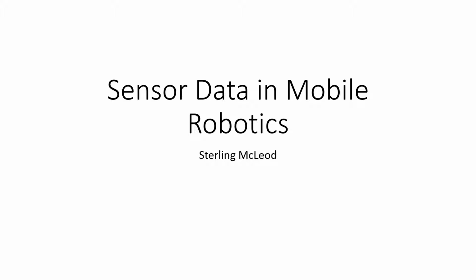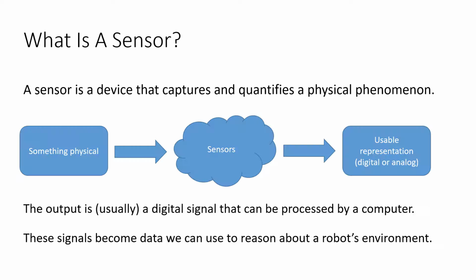Hi everyone, this video is going to be on sensor data in mobile robotics. So the first question we need to address when talking about sensor data is, what is a sensor? Well, a fairly basic definition is that a sensor is a device that captures and quantifies a physical phenomenon.